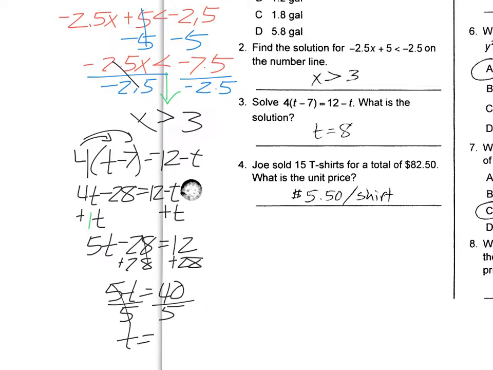Okay. Number 4, Joe sold 15 t-shirts for a total of $82.50. What is the unit price? In other words, what does it cost per t-shirt? So all I'm going to do there is take $82.50, divide by 15, and that's going to tell me the cost per shirt, which gives me $5.50 per shirt.